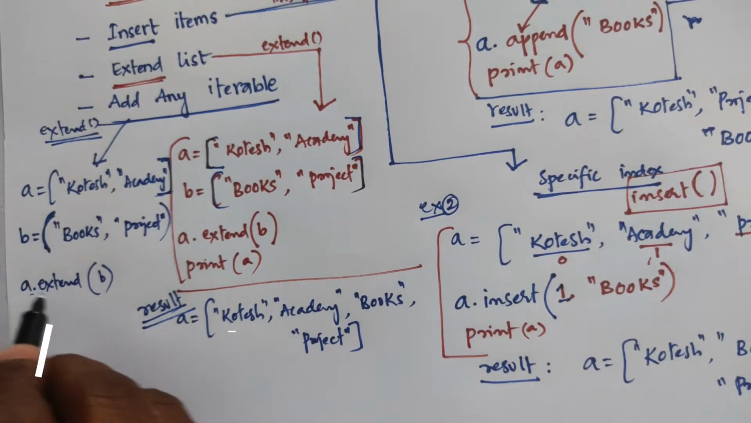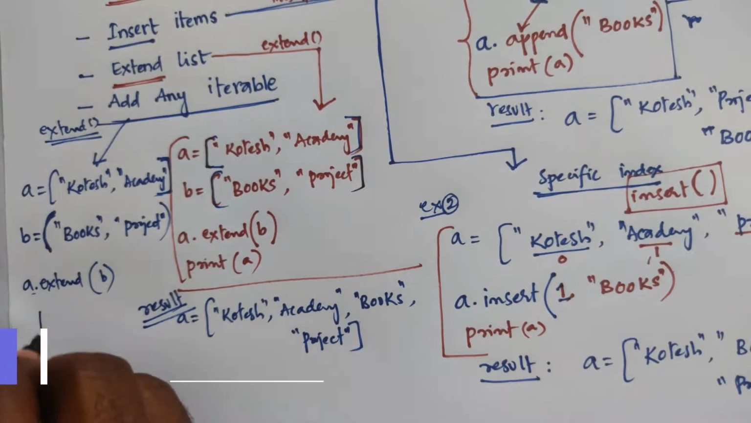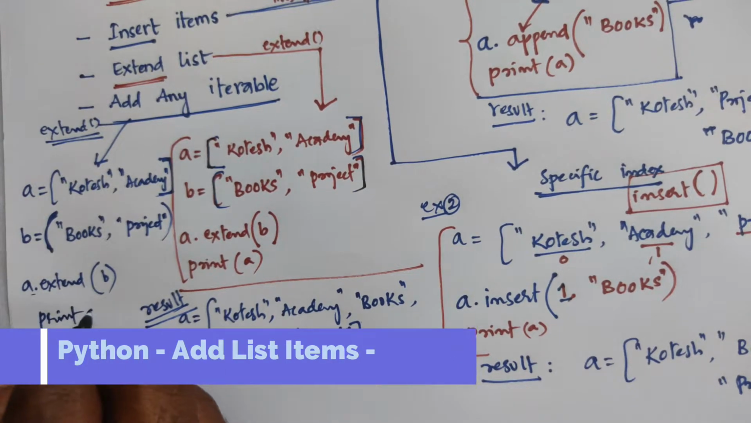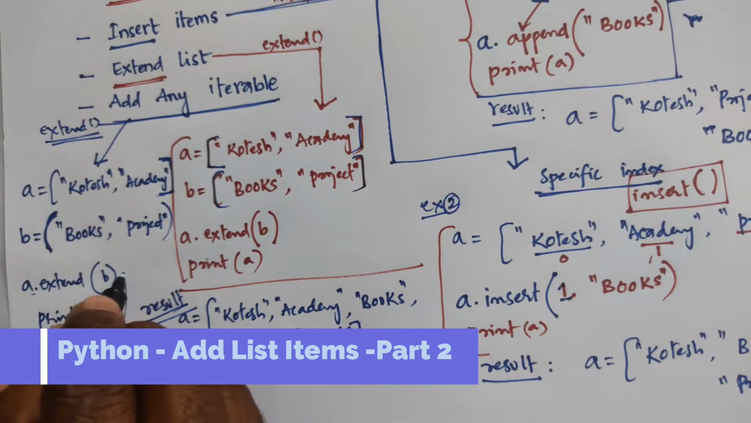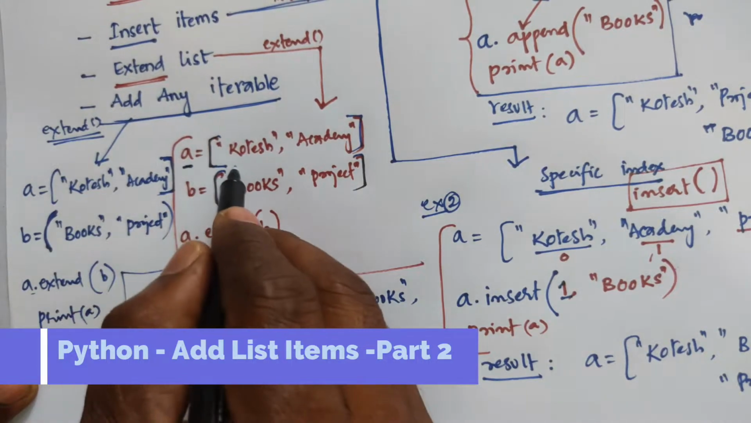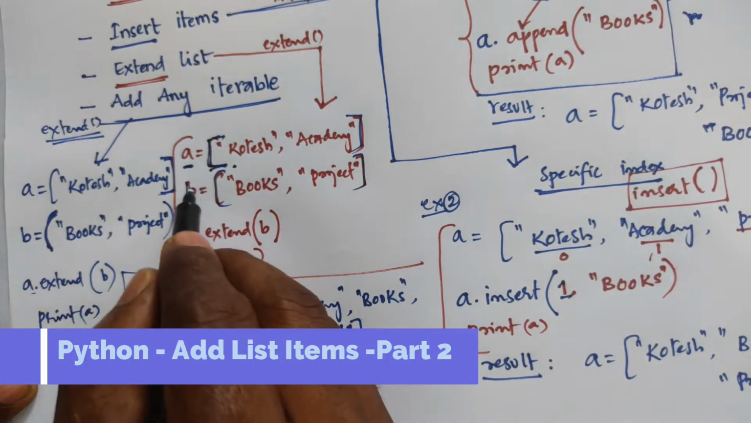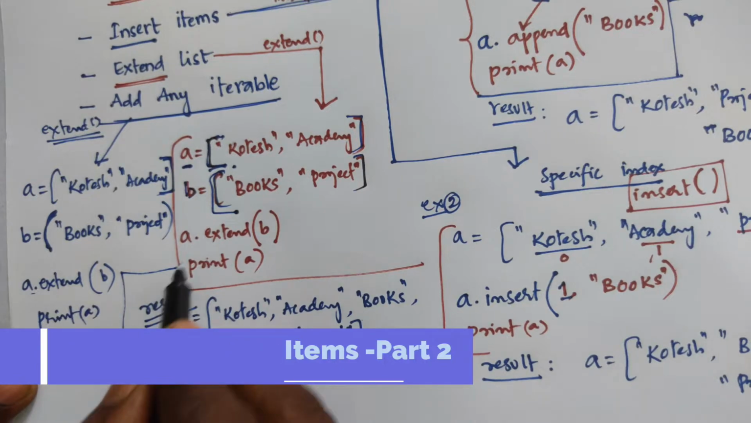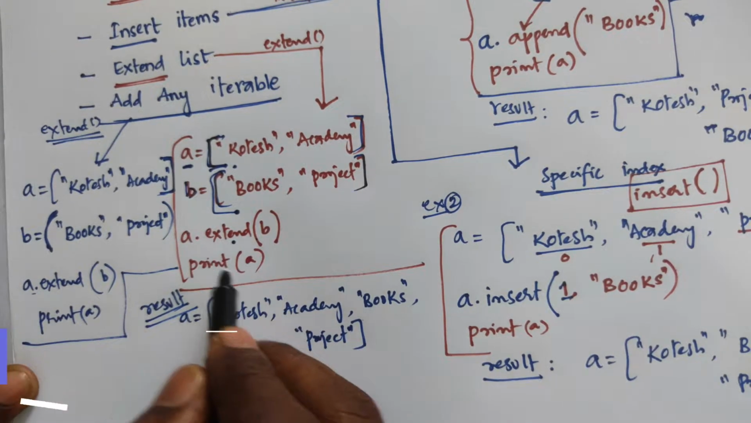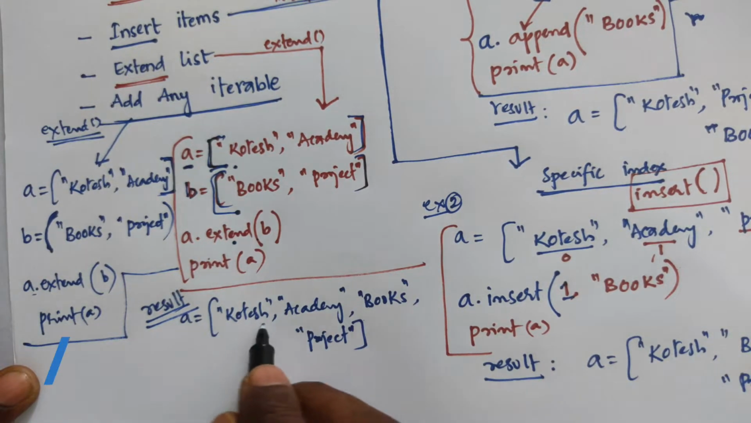A dot extend of B, then you can write print of A. In the previous example, similarly, we have A as this list and B also a list, then you can extend of B value. So both are lists, and you will get the result.